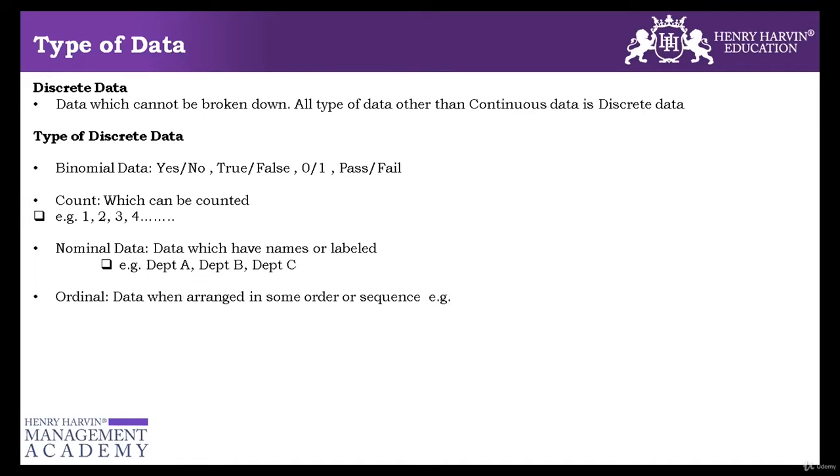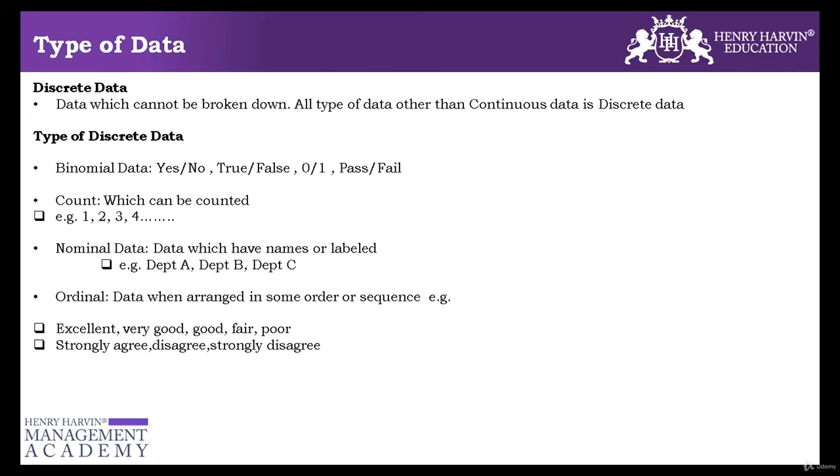Then we have ordinal. The difference between nominal and ordinal is that ordinal is when the data is arranged in some order or sequence. An example could be the customer satisfaction score, like excellent, very good, good. So you see it's an order. Or very poor, poor, good, very good, excellent. It's in an order. So that's ordinal. Strongly agree, disagree, strongly disagree.